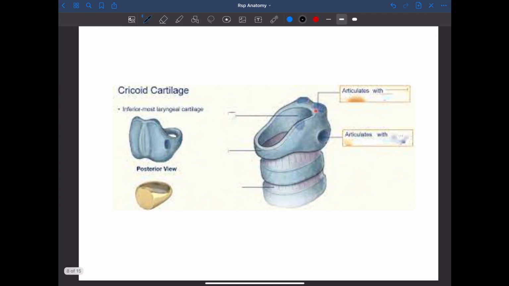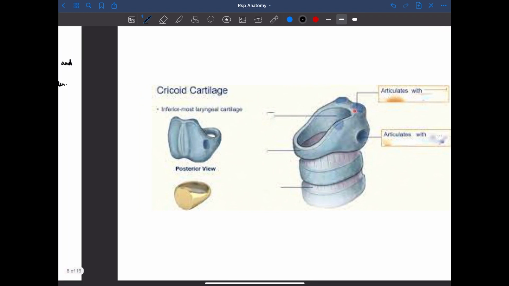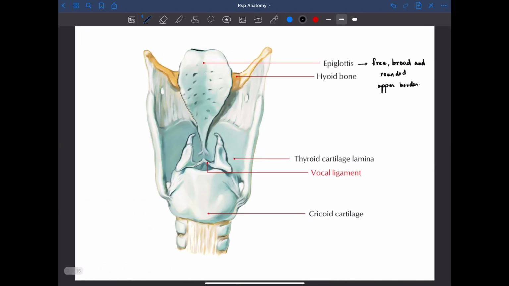Before going to the arytenoid cartilage, there's one more cartilage left, which is the epiglottis. As you can see, it is a leaf-shaped cartilage with an upper border. The upper border is free, broad, and rounded. You can see that it is round and there's no attachment, so obviously it's free, and compared to the lower border, it's broad. Now this is the lower end, which is the narrow end and attaches to the thyroid cartilage.